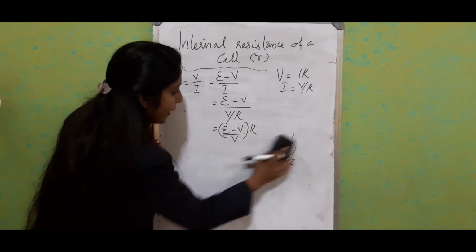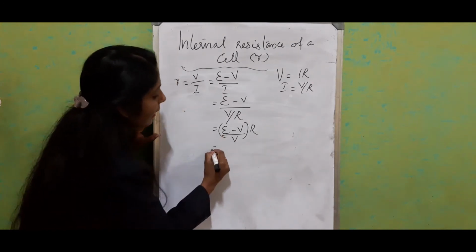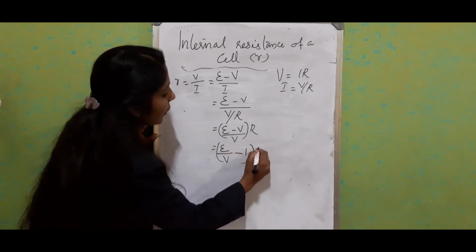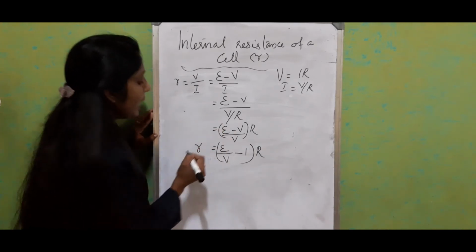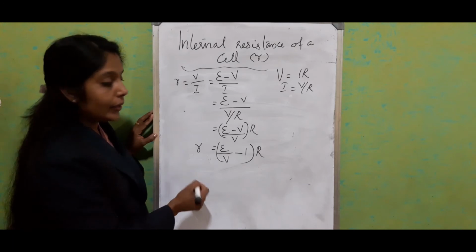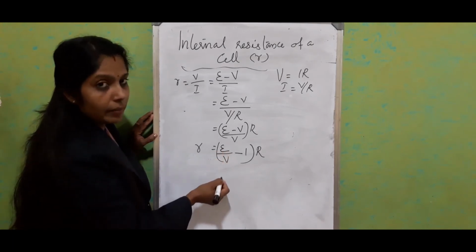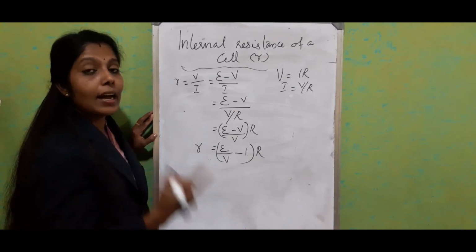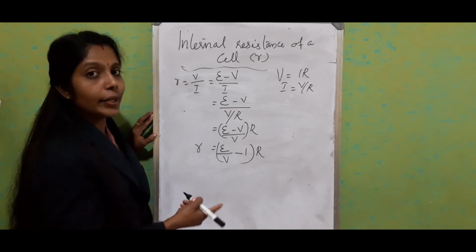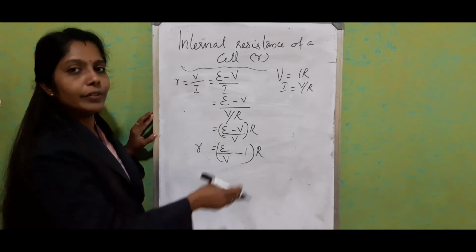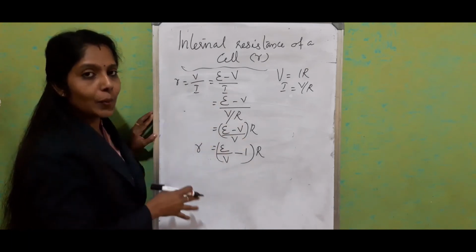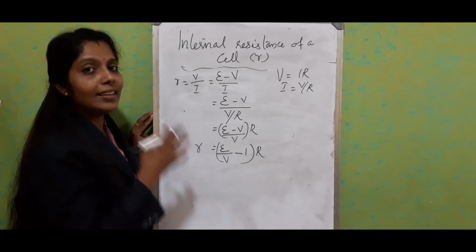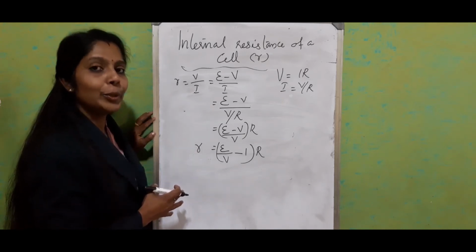Or we can write it as epsilon by V minus 1, into R. So internal resistance is equal to epsilon by terminal voltage minus 1, into the resistance in the outside circuit. We should know all these main equations. Depending upon the data given, we have to choose the right equation to solve the numericals.